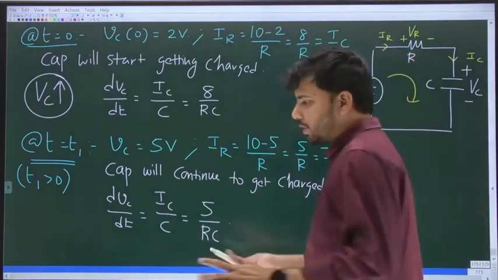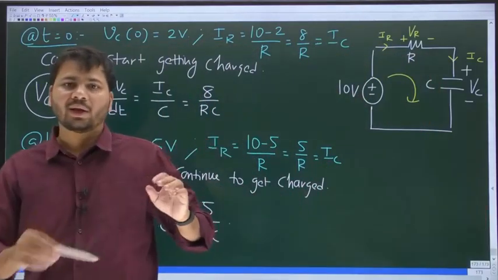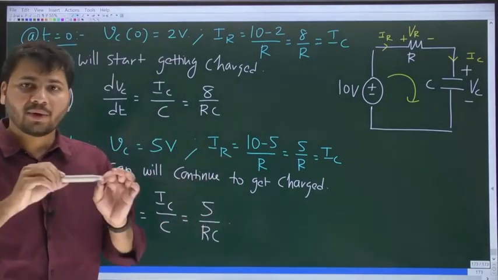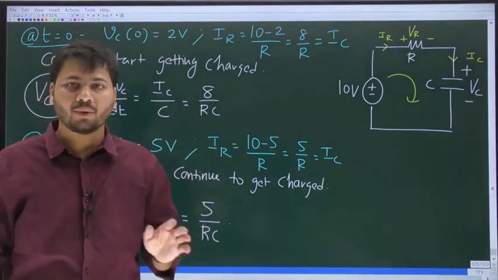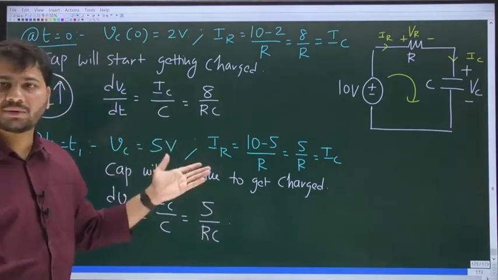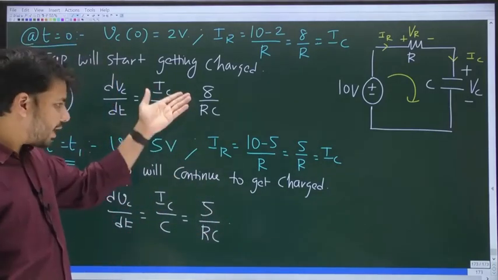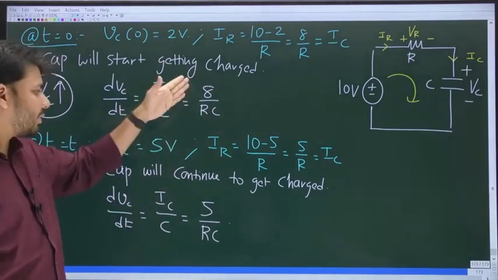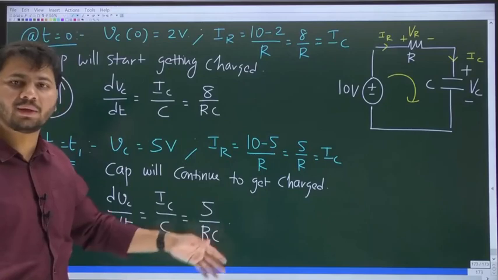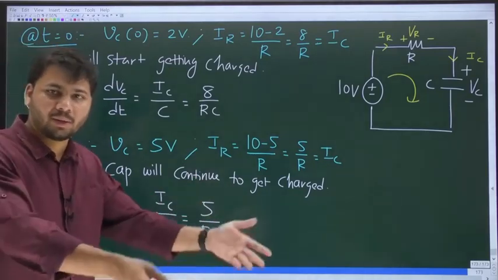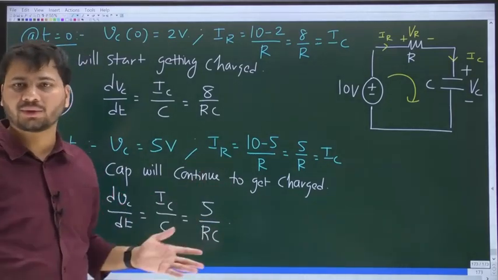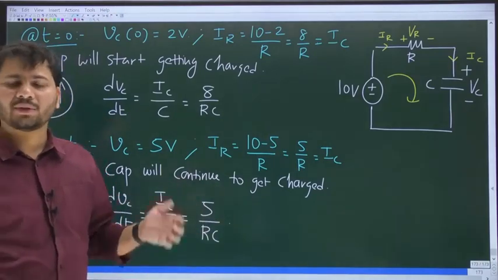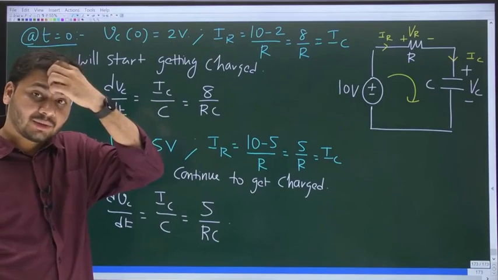Even here the observation is what? It is not like it is linearly increasing from 2 to 10. It will increase exponentially from 2 to 10 because look at the rate of charging. As time progresses, the rate of charging is decreasing. Yes, it will become like this and like this. From 8 by RC it has become 5 by RC, then 4 by RC, then 3 by RC, and finally it becomes 0. When dVc by dt becomes 0, that is when the cap is said to be fully charged.